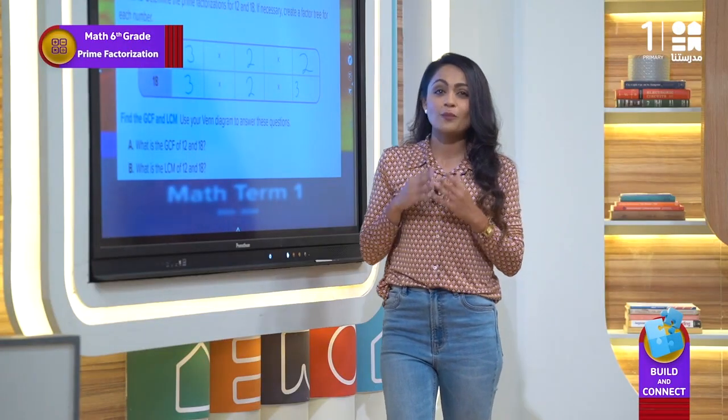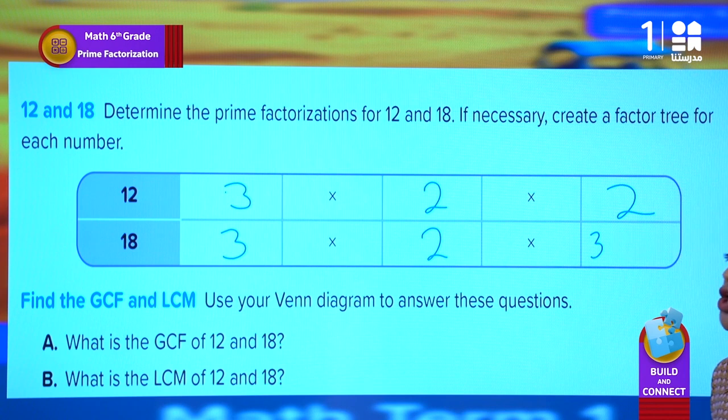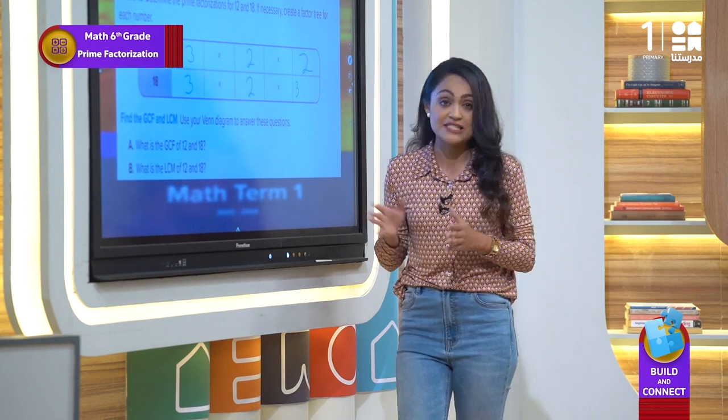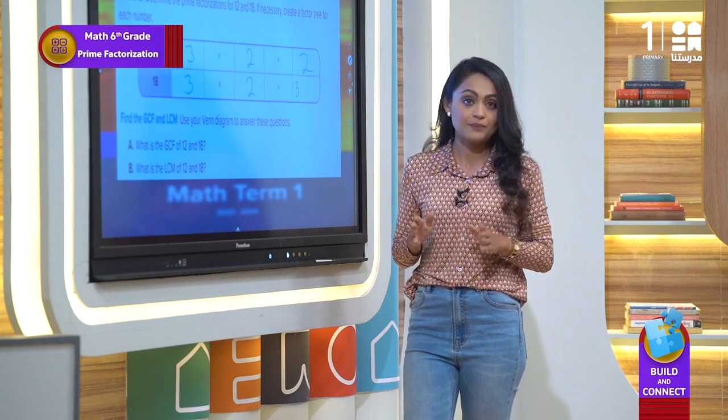We can put it completely outside like you see here. Can you see that we represent the prime factors in more than one way? Factor tree, factor T-chart, Venn diagram, and tables. Each of you can choose the method that you like.